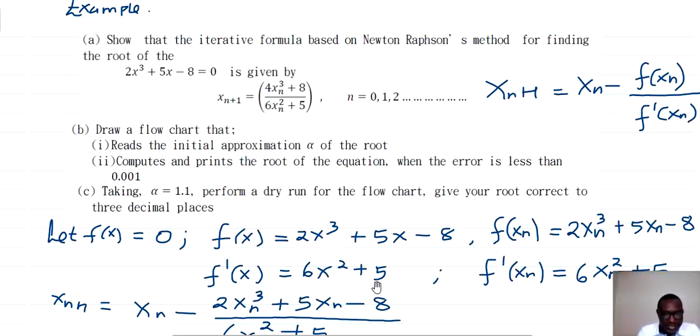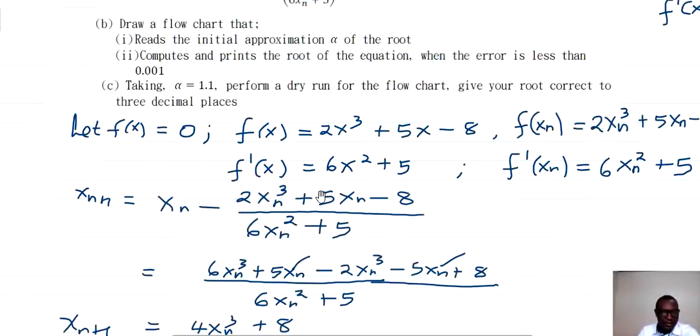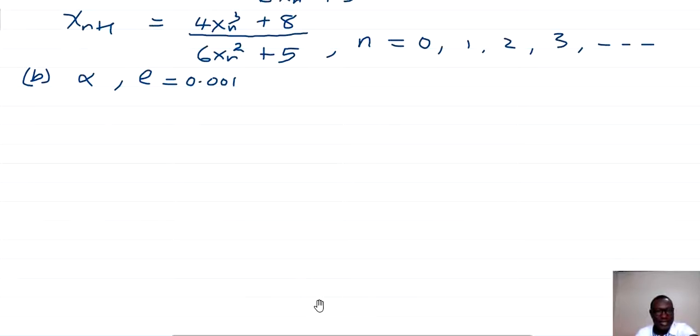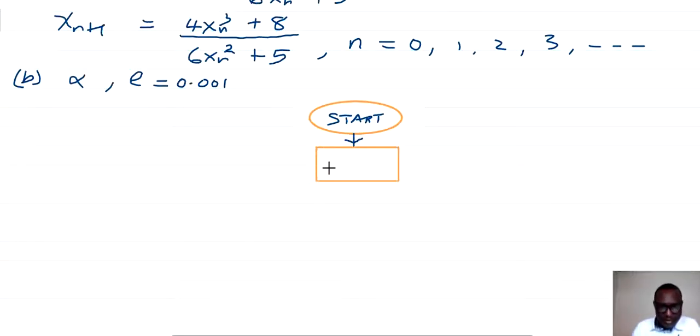So let us get started. Part B, alpha is our initial approximation. Then we have the error as being equal to 0.001. Every flowchart starts with a start button. The next step is we are going to assign small n. That's the very first step. So this is our assignment box. Small n is going to start with 0.